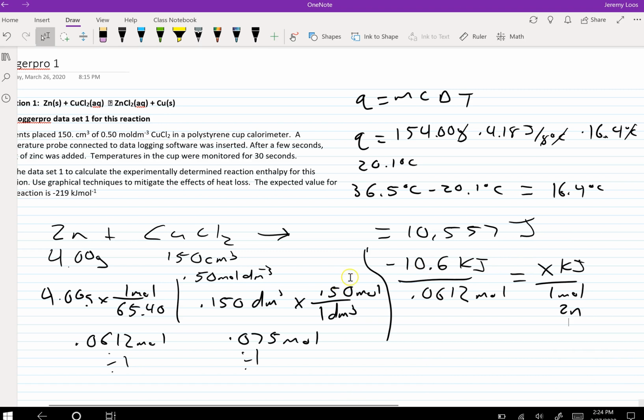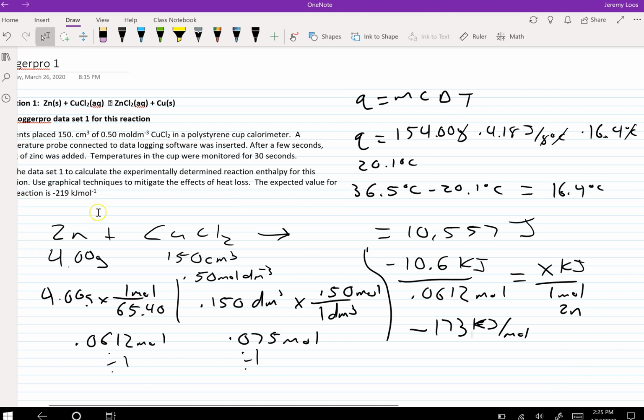When we did the experiment, we got negative 10.6 kilojoules from 0.0612 moles. Therefore, we would get x kilojoules from 1 mole of zinc. So we're proportioning it upwards to the actual proportions in the balanced equation. And so we get 10.6 divided by 0.0612, and we get negative 173 kilojoules per mole.